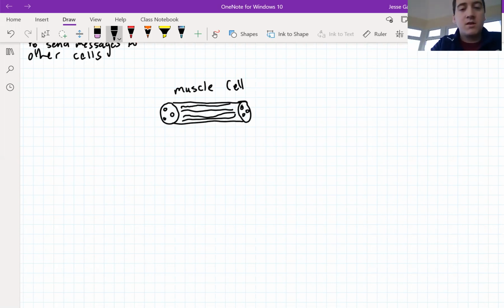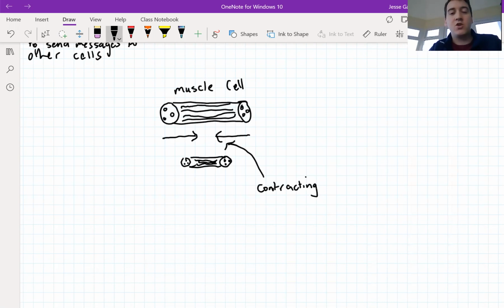Now, the job of a muscle cell is, I'm going to draw two arrows pointing in like this, and I'm going to draw the cell again. Now, as you can see, hopefully you can make out what's happened here, is that the cell has made itself get shorter. We call this contracting. So to contract means to get shorter. So the muscle cell can contract and get shorter. It does this because the fibers can basically tighten up and make the cell get shorter.